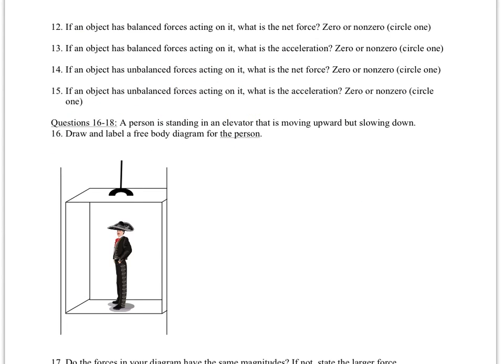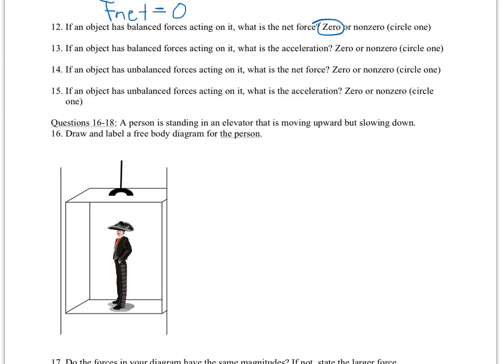If an object has balanced forces on it, what is the net force? Well, balanced forces means forces in x equal forces in negative x, forces in y equal forces in negative y, or as we have said, up equals down and left equals right, so our net force is 0.